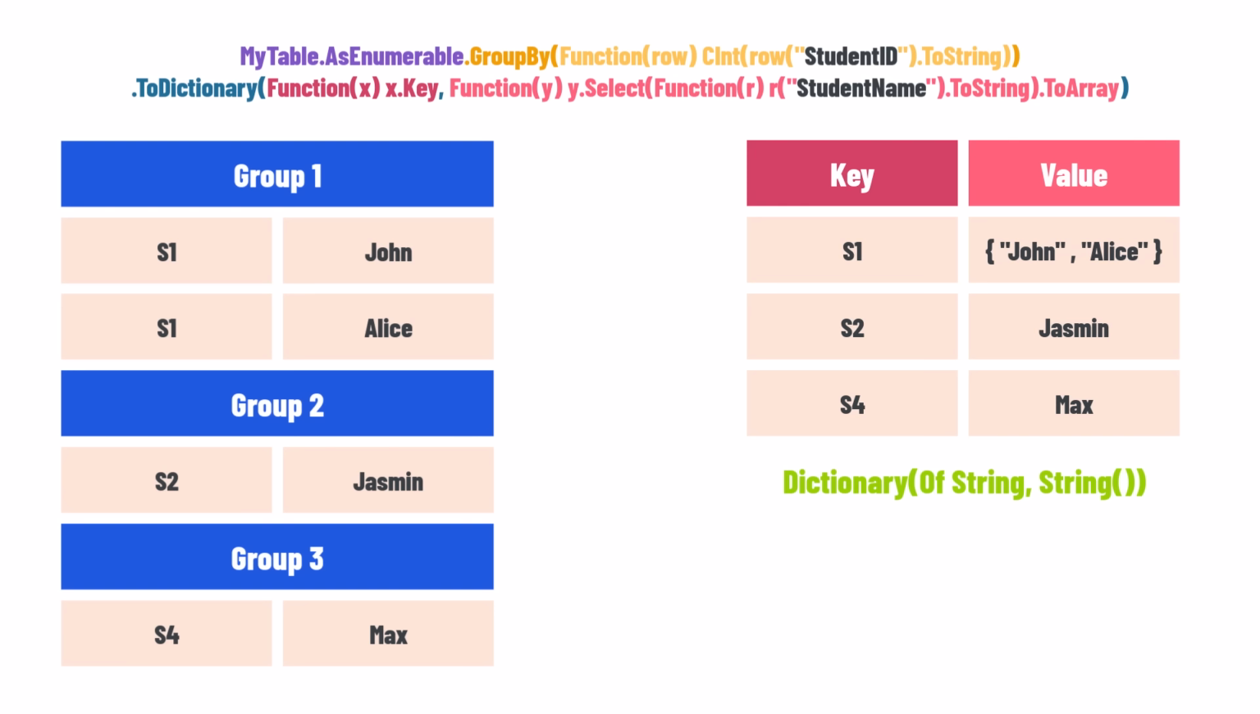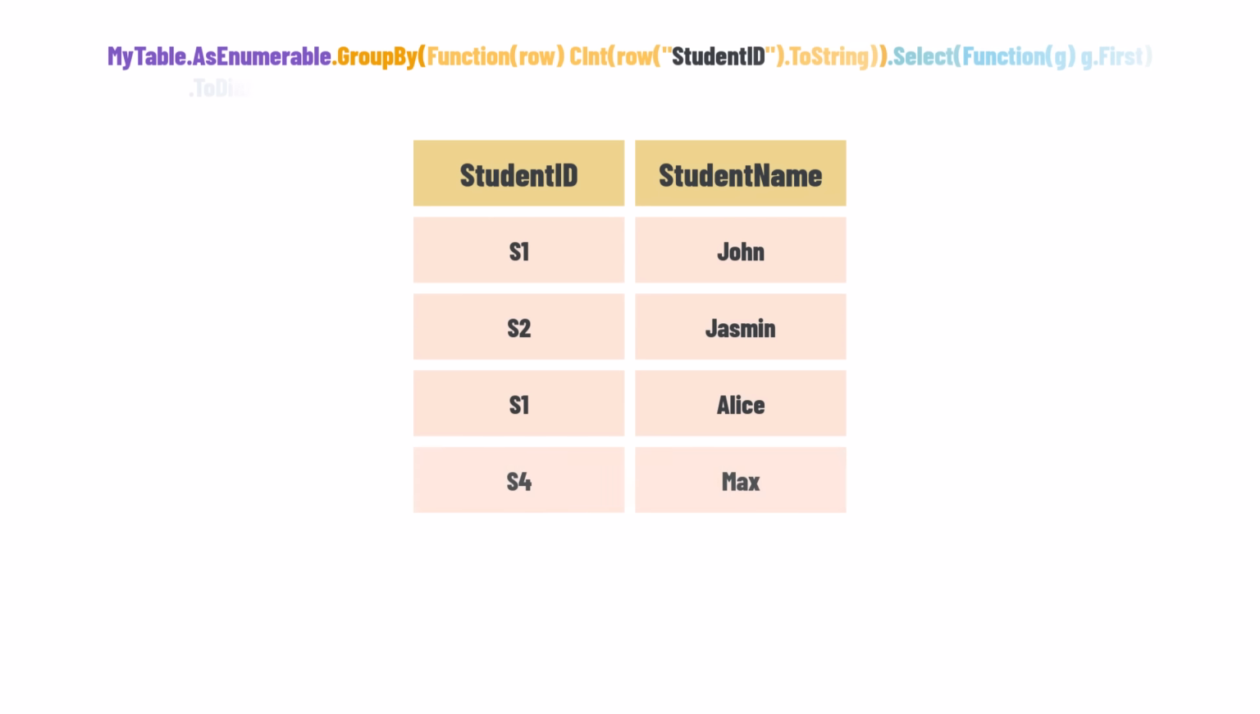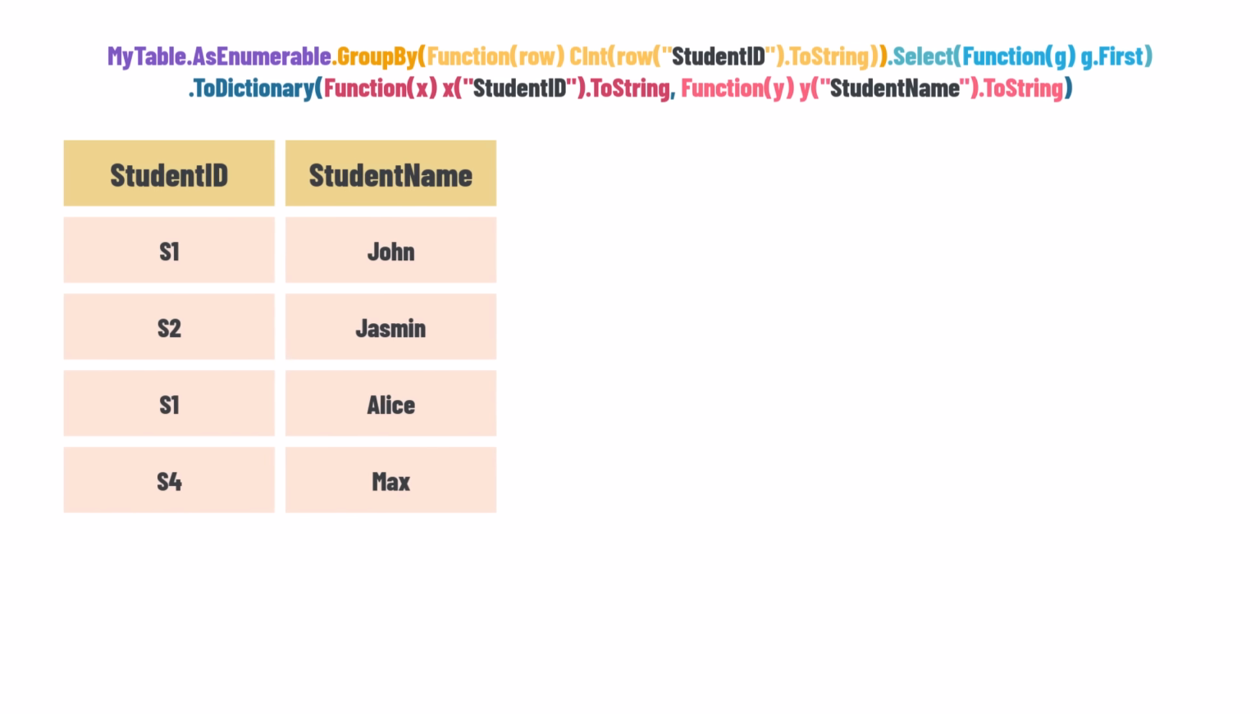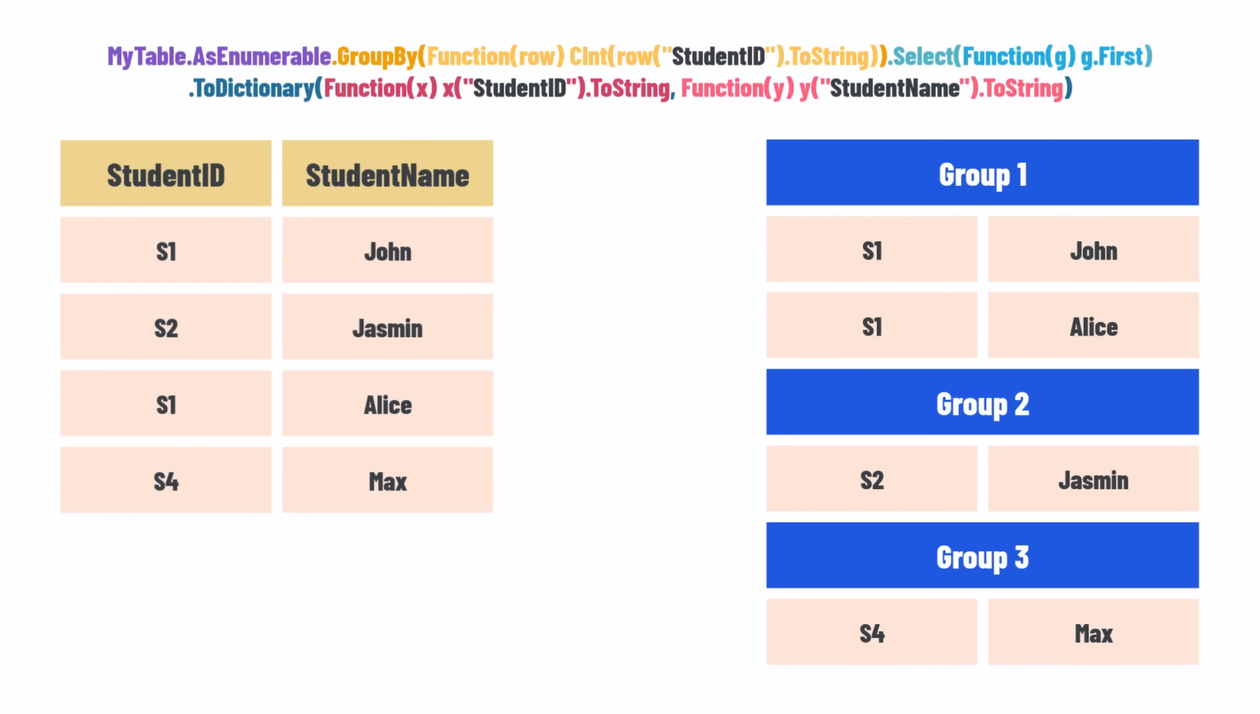Let's check the third way, where I will select distinct values. The query will be as following. Here I group the rows by the column student ID. I will get the same three groups. Each group contains the rows, where the ID is the same. Then I selected the first row from each group. If the group contains more than one row, I will get only the first row.